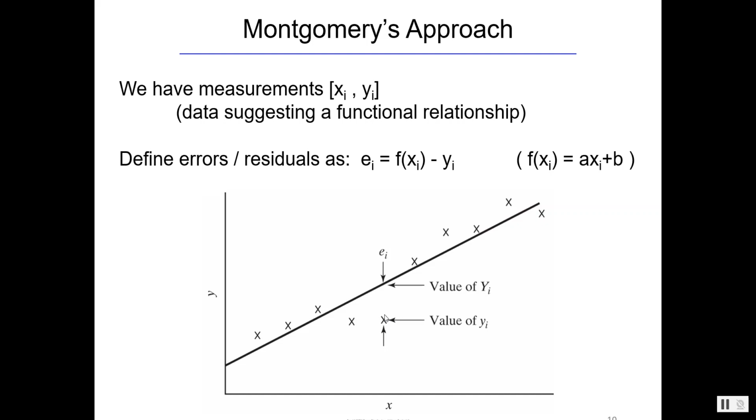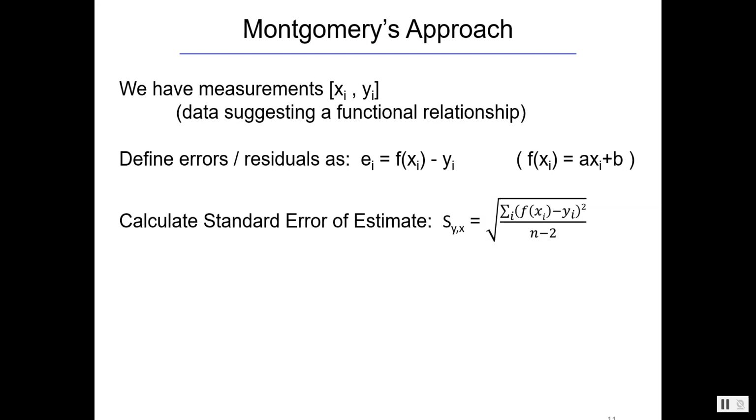So the error, this ei, or in other words your residual, is just subtracting small yi, your data point, from that f of xi, or capital Yi. Find that difference between your line of best fit and your data point, and that is your error or your residual. You get that, and the next thing you need to do is calculate your standard error of the estimate. Here is the equation for that. It's a root sum square type of thing. Here are those residuals. You square them, you sum them, you divide that by the number of samples minus 2, and then you take the square root of all of that.